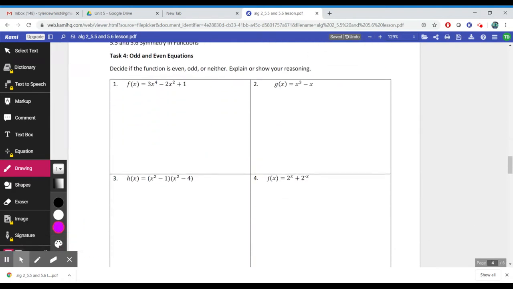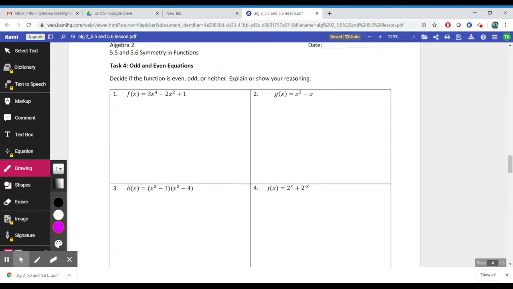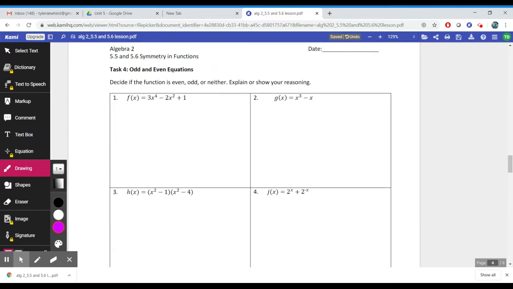So our next task, now we're going to be thinking about our even and odd functions in terms of equations. They want us to decide if the function is even, odd, or neither, and to explain and show our reasoning. So remember the definition of an even function. Let me go ahead and type these out for you here so that they're easy to see.